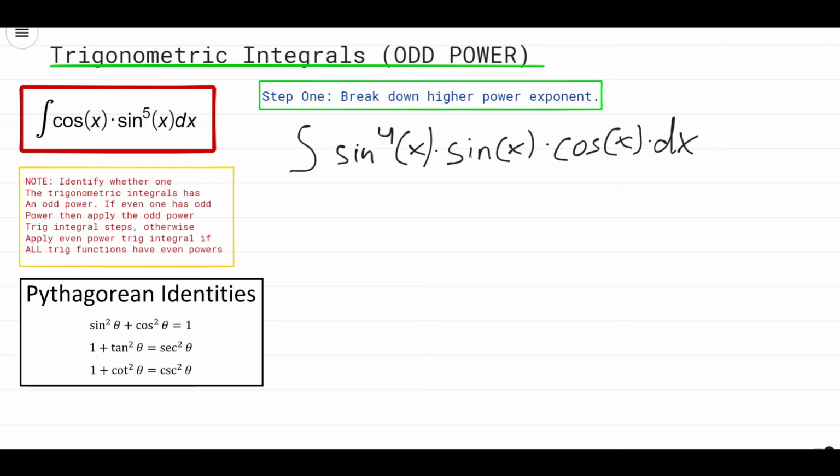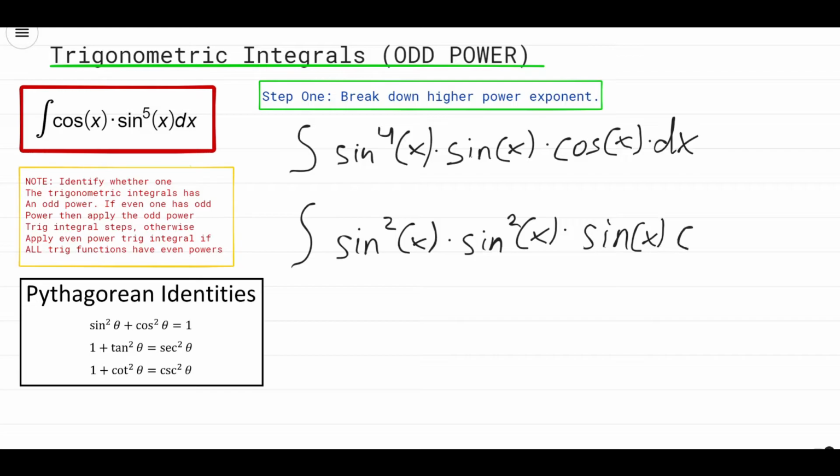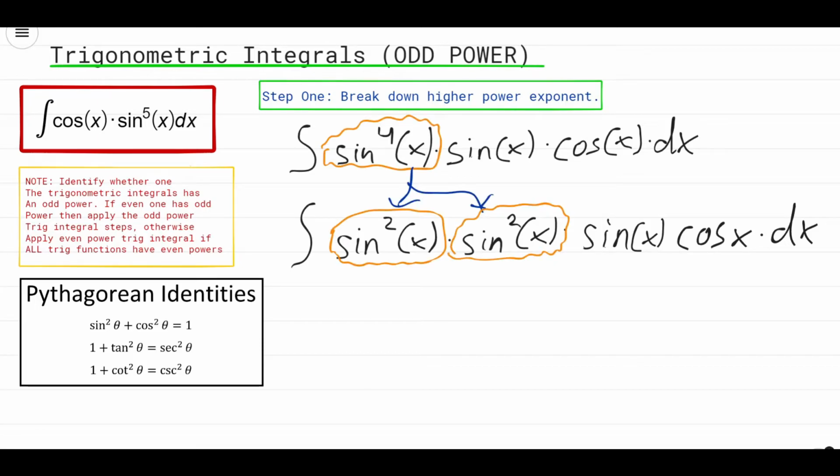So now I'm going to break this down even further. I'm going to break down the sine to the 4th x as sine squared x times sine squared x, times sine of x times cosine of x times dx. And of course, the sine to the 4th x was broken down to those two sine squared x terms.